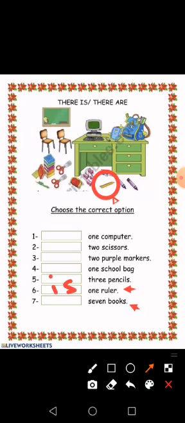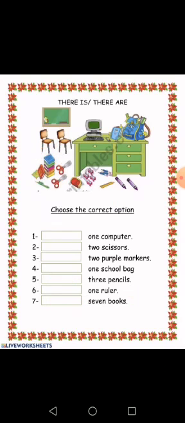7 boxes. Where are the boxes? Here we have the boxes. Can you see? So here we have 7 boxes. Box, singular or plural? Plural. Then you have to use are, right? With singular we use is, and with plural we use are.